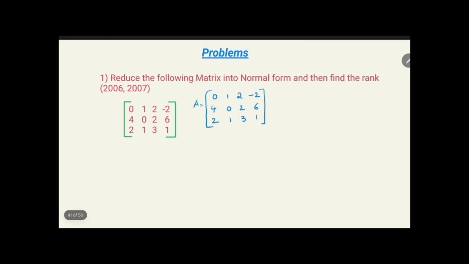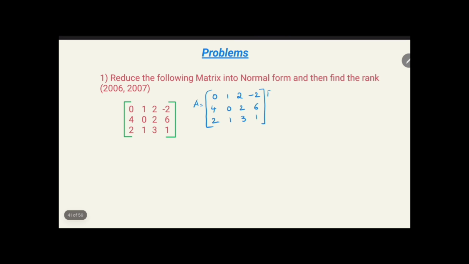Okay, what is the first step? I already explained in the previous slide. I have to make this element 1, but it is 0 here, so I have to check for the possibility of swapping with any row or column. Luckily, see column 2, the first element of column 2 is 1. So I can swap column 1 and column 2.